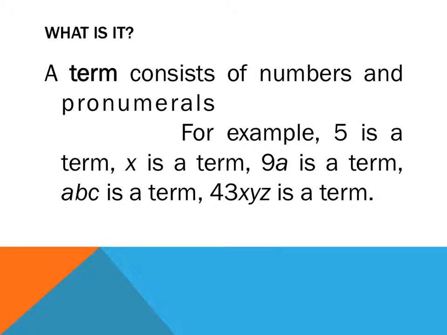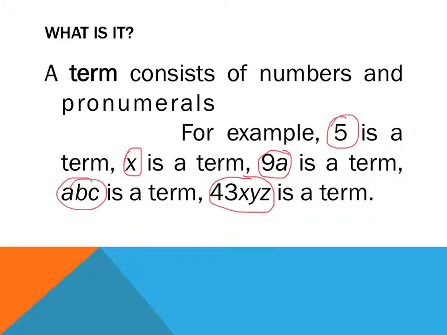Next in your rule book, underneath yesterday's definitions and yesterday's writing, you need to write the final definition, which is that of a term. Now, a term can either consist of numbers or pronumerals, or both. For example, 5 is a term, X is a term, 9A is a term, ABC is a term, and 43XYZ.